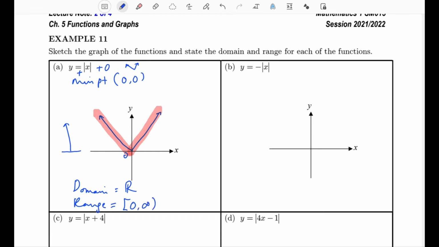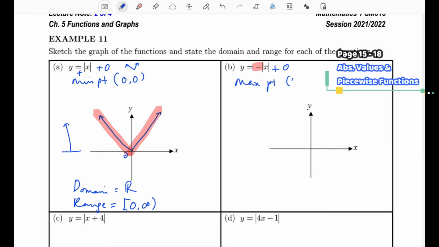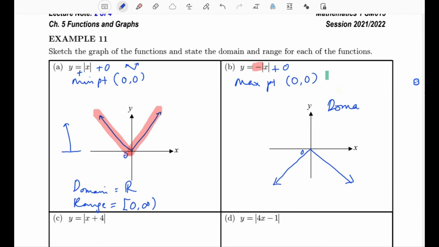Okay, similarly for B, we have a negative outside here. Again, behind plus 0, so the maximum point will be (0, 0). The graph will look something like this. So this is your 0. It goes down and down, pointing downwards. Hence, the domain will be real numbers. The range will be from the smallest value, which is negative infinity, up to 0.